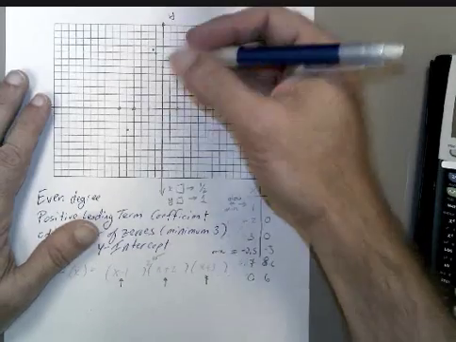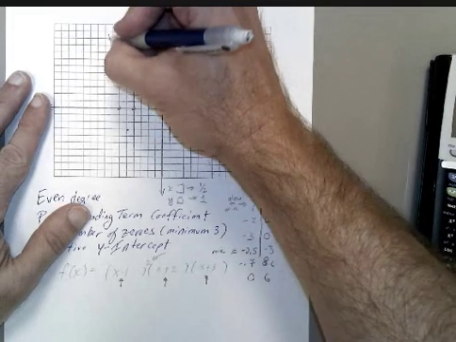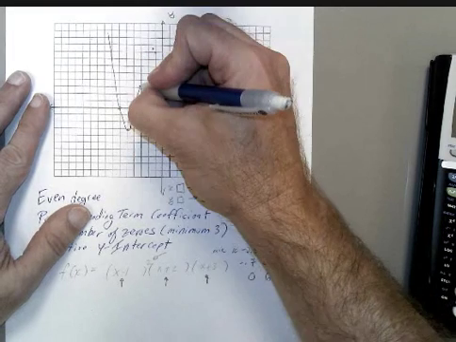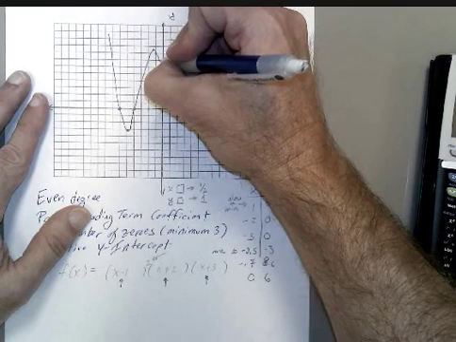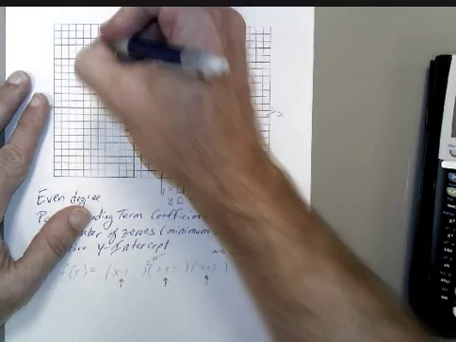So start in my second quadrant, coming down, go back up, hit my max, come through my y-intercept. And this is a bounce point, so it goes back up. That's it.